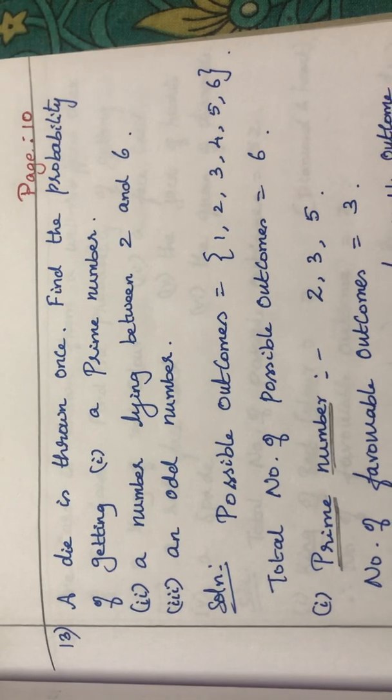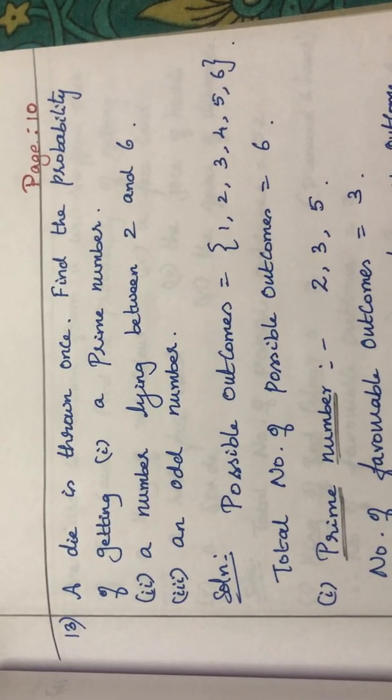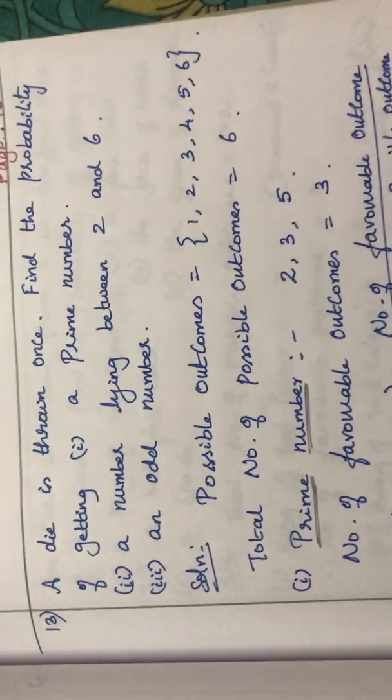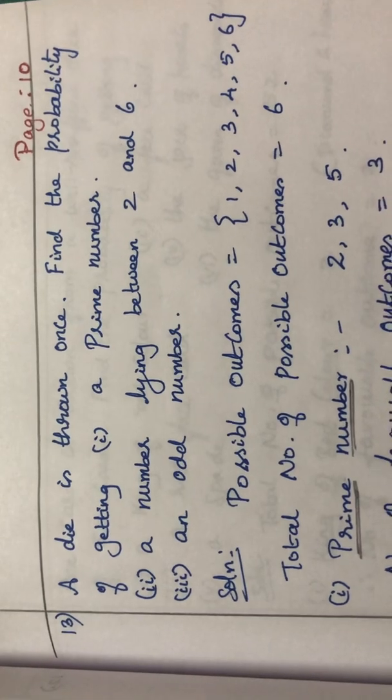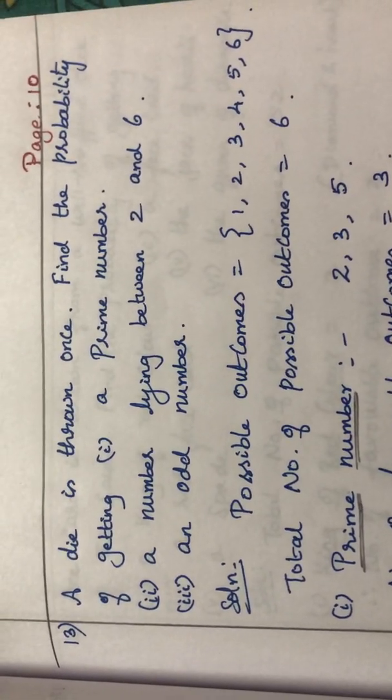A die is thrown once. Find the probability of getting: first subdivision, a prime number; second subdivision, a number lying between 2 and 6; third subdivision, an odd number. It is given in the question that a die is thrown once.